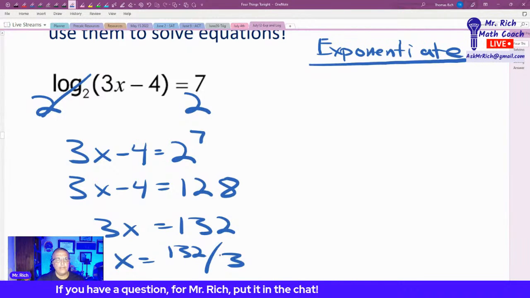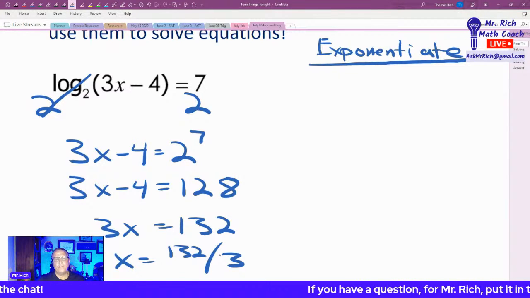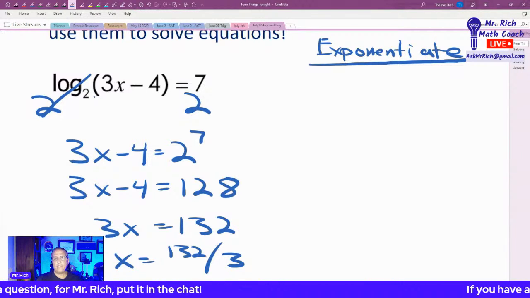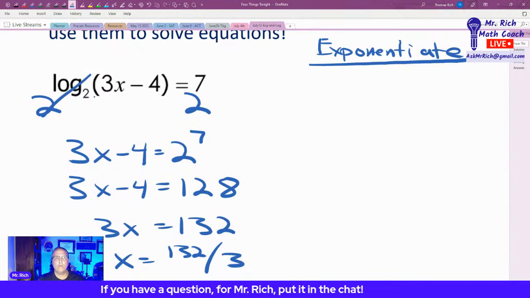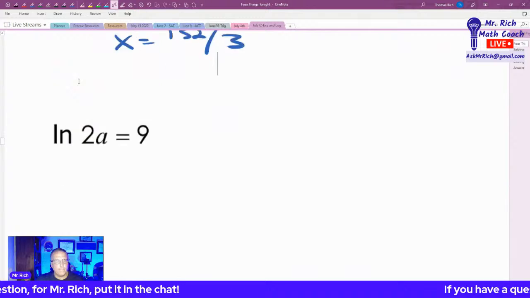So exponentiate is how I would get rid of a logarithm, because logs and exponentials are inverses of each other. 2 raised to the log base 2 are kind of reversing each other and canceling each other out. All right, that's how I would solve a log equation here and get rid of the log to release the variable x from the logarithm. Let's take a look at another example.